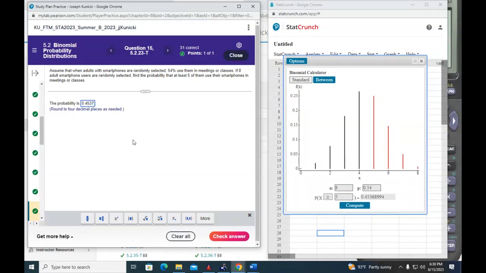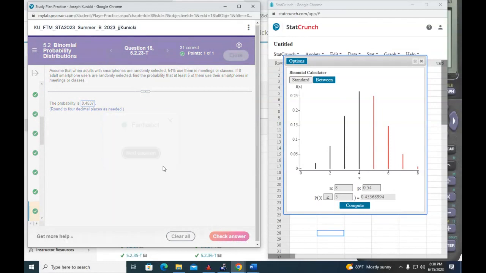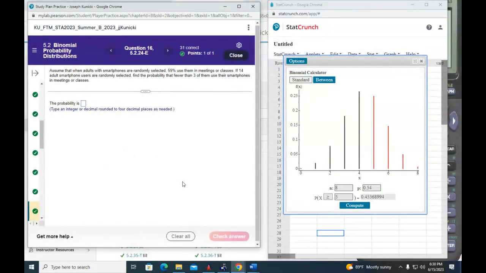So there's a 45% chance that 5 of them out of the 8 will be using it. That's what it means. But you see, it applies that formula over and over. It does it automatically. So that's the beauty of it. I bet that will be really hard this time.